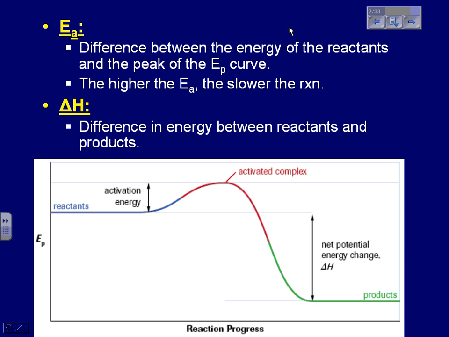All right, so let's take a look at some important things here. The difference between the energy of the reactants and the peak of the potential energy curve is what we call the activation energy. And here is how it affects the reaction rate. This is an important one right here. The higher the Ea, the slower the reaction. So the greater that bump is, the slower the reaction will go. So the activation energy has a great effect on how quick the reaction goes. And also, we've seen the delta H before. It's the difference in energy between the reactants and products.